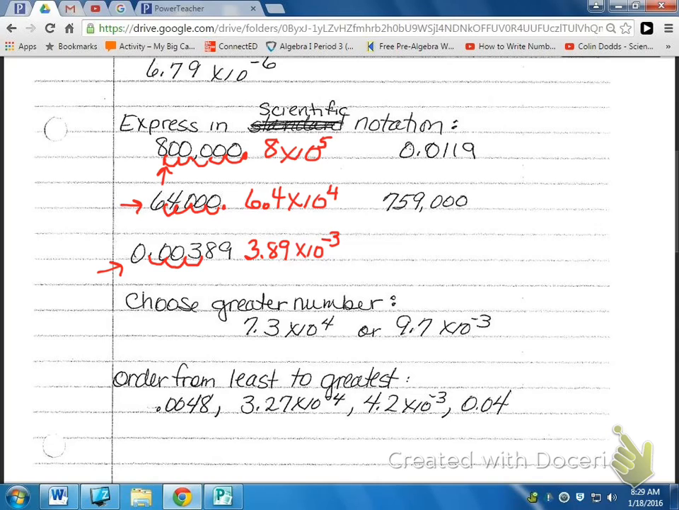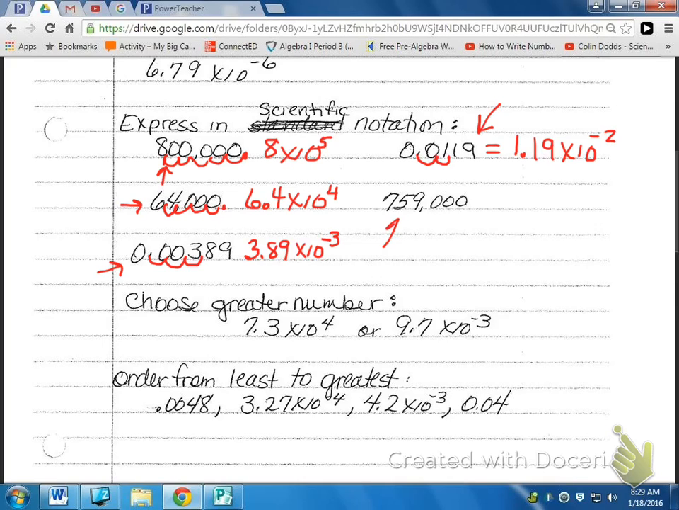All right, so somebody want to help me with this one. 0.0119. Trayton, what am I going to do with it? Move it to the right. So if I move it there, is that far enough? Nope. Okay, what about there? Is that a number from 1 to 9? Yes. Okay, so what would be the number that I write then? 1.19. Yep. Negative second. We moved it 2 places. Negative 2. 1.19 times 10 to the negative 2.